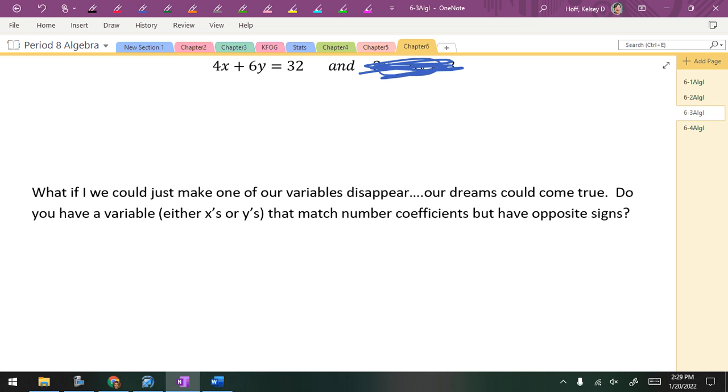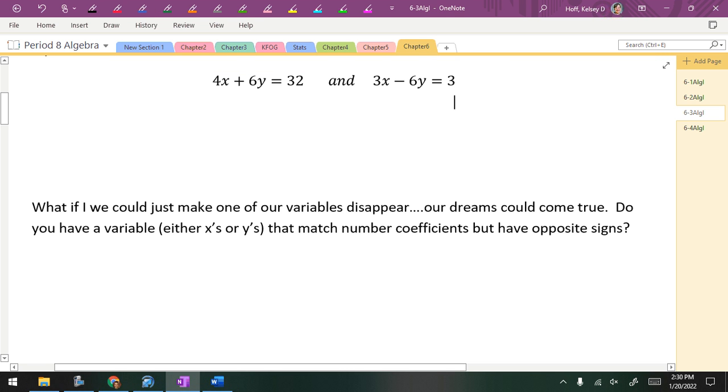Okay. So could we take a variable, either x's or y's, that have matching number coefficients but opposite signs? We need that equation. Sorry, just rewrite it underneath. I forgot that there's this part. So if we look at those two equations, do we have a variable with the same digit coefficient but opposite signs? 6y. Yeah, one has positive 6y and one has negative 6y.